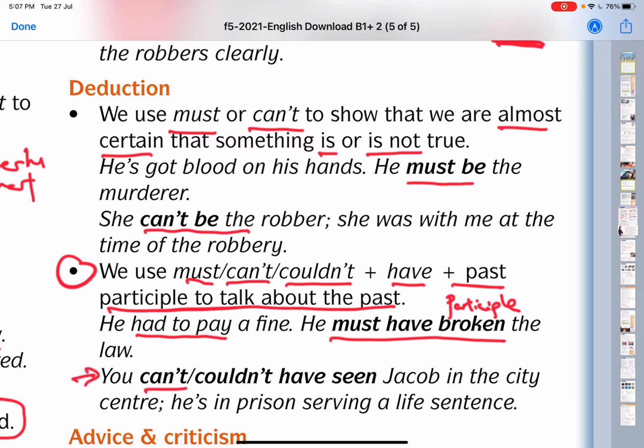You can't or couldn't have seen Jacob in the city centre. He's in prison serving a life sentence. Kamu tak mungkin nampak dia di pusat bandar kerana dia berada di penjara untuk hukuman sepanjang hidup dia. Okay, so this is to talk about the past.